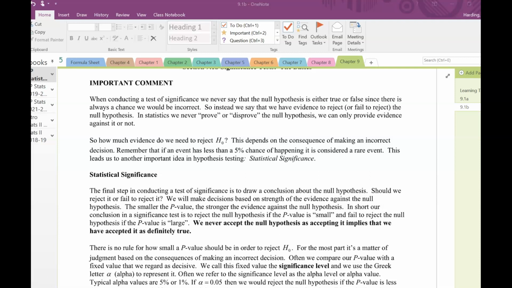So then how strong does the evidence have to be? Well, up to this point, we've talked about the 5% cutoff, that we've said that anything that has less than 5% chance of happening is considered a rare event. So this leads us to the idea of something called statistical significance. So because we would come up with something that had such a small chance of happening, it's a rare event, we would call it statistically significant.